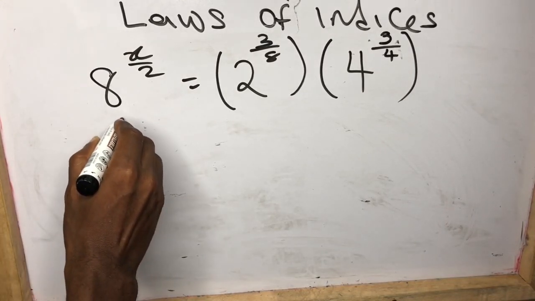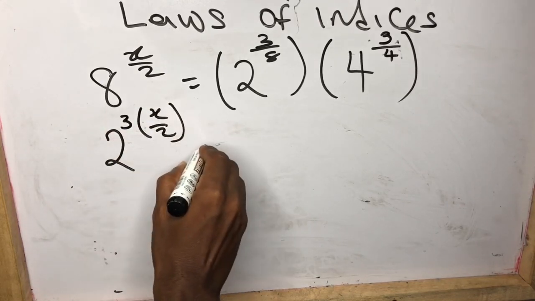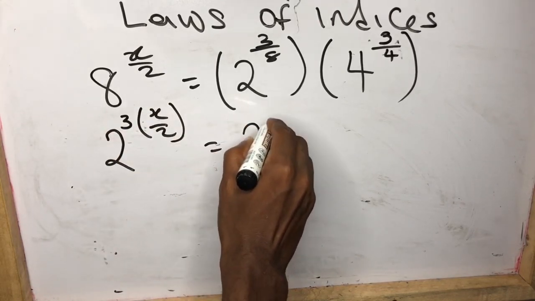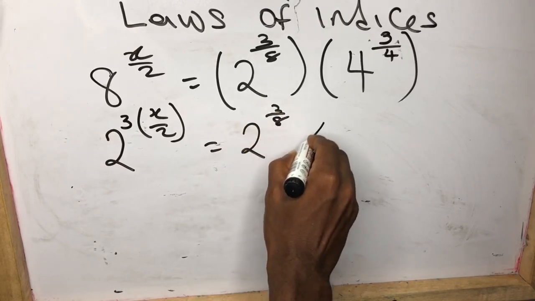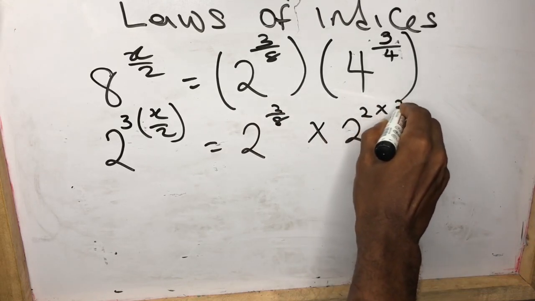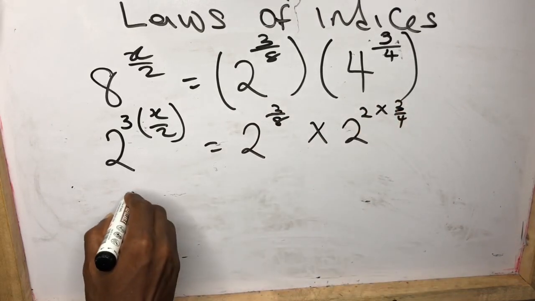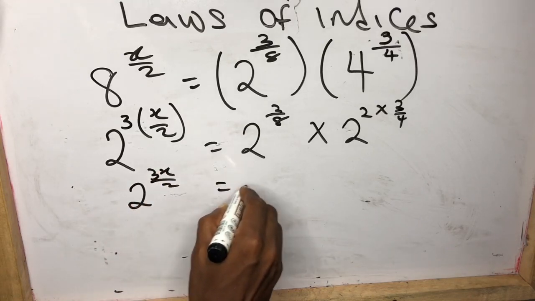So the first question: 8 raised to the power x over 2 equals 2 raised to the power 3 over 8, times 4 raised to the power 3 over 4. Now, 8 is 2 raised to the power 3, like I've done there. So 2 will still remain the same, raised to the power 3 times x over 2, which will give you 3x over 2. And the 4 is 2 raised to the power 2, times that 3 over 4.